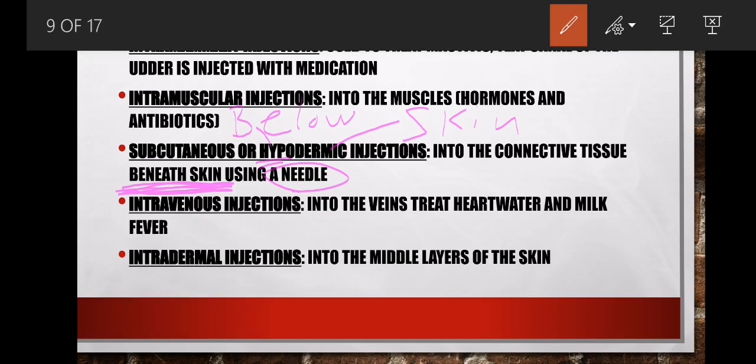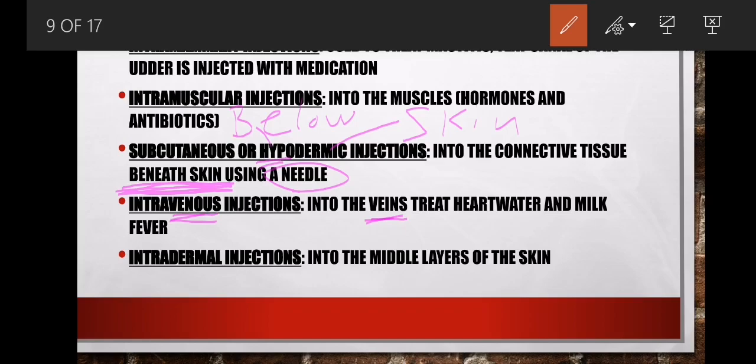Intravenous. Then intravenous, underline venous. Venous is taken from veins. So we are injecting this animal into the veins. So you can check what we want to treat: heart water and milk fever, but we are injecting the animal into the veins. We want to treat heart water, which is a protozoan disease whereby the animal urinates. So we're treating heart water.